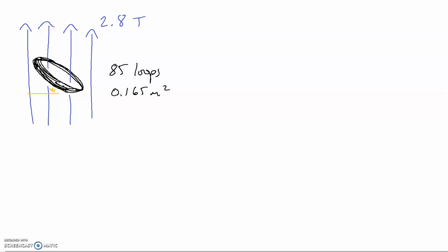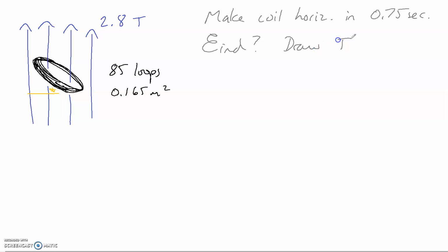And it's sort of like an angle. It's like 40 degrees off of the horizontal. And what we're going to do is make the coil horizontal in 0.75 seconds. Okay, and we're doing the same type of thing we did before. We're going to find the induced EMF, and we are going to draw the induced current in the coil. Same type of thing.